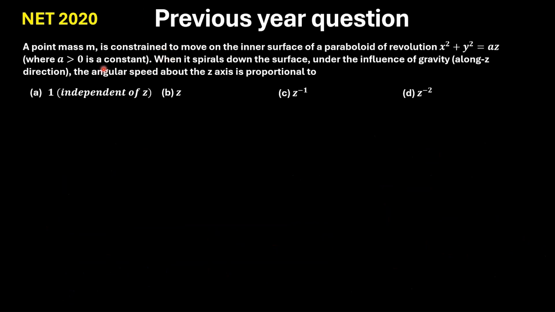In this question, we are given that a particle of mass m is constrained to move on the surface of a paraboloid, under the influence of gravity, and we have to find which of the following options the angular speed about the z-axis is proportional to. So let me draw the surface here. The surface of a paraboloid will look something like this.